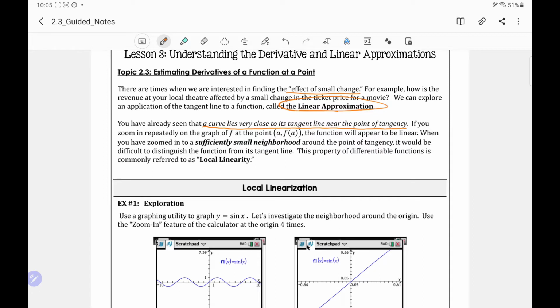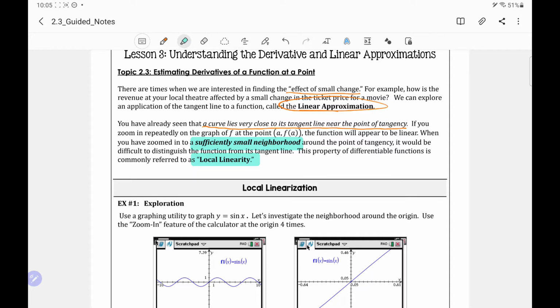If you zoomed in repeatedly on the graph of f at the point (a, f(a)), the function will appear to be linear. When you have zoomed into a sufficiently small neighborhood around the point of tangency, it would be difficult to distinguish the function from its tangent line. This property of differentiable functions is commonly referred to as local linearity.